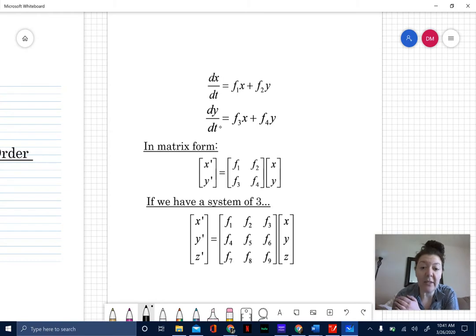So in our matrix form here, we would have x prime, y prime, again just coming from up here where we have dx/dt, dy/dt. We have our coefficient matrix, and again, those could also be functions of t, or they may just be nice numbers, which would be great as well. Here, x and y, this is going to be our vector valued function.